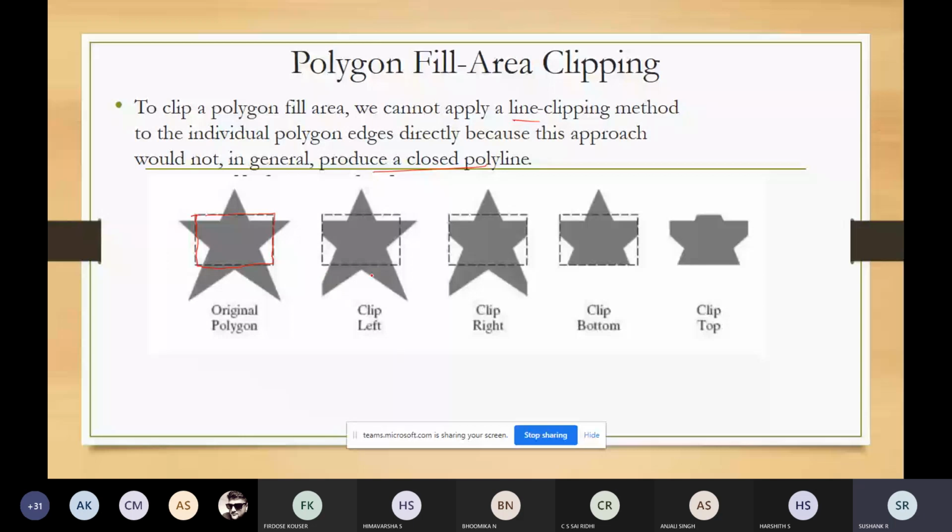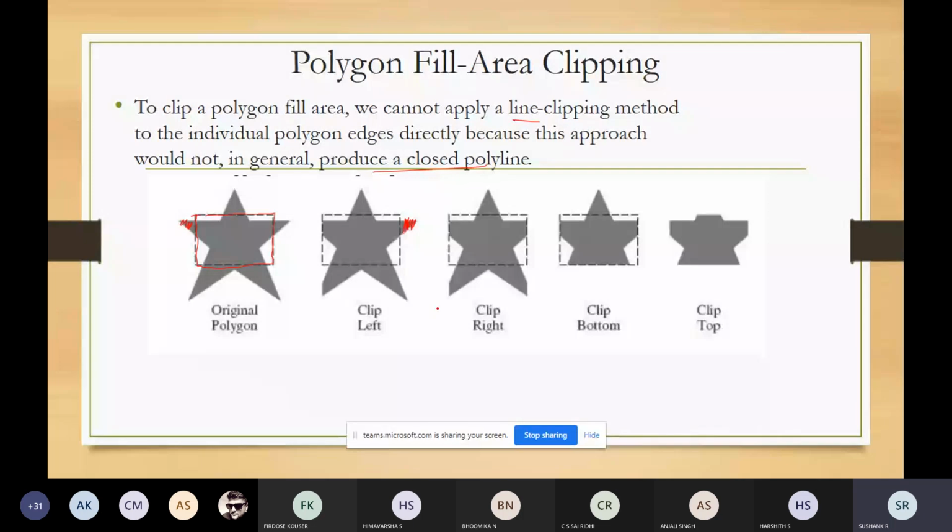So first we will determine the left side. First we will determine, with the polygon and the left side of the clipping window, the parts which are on the left hand side of the clipping window will be removed. So this part will be removed. Then we will process on the right clipping window. The polygon on the right hand side of this clipping window boundary will be removed.